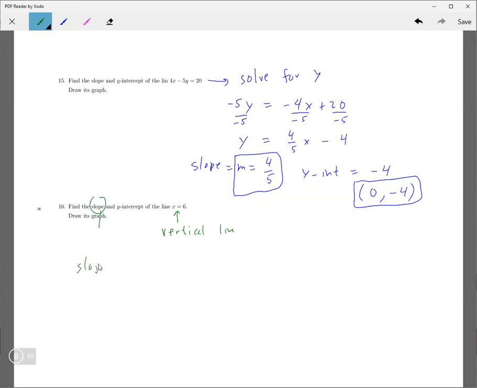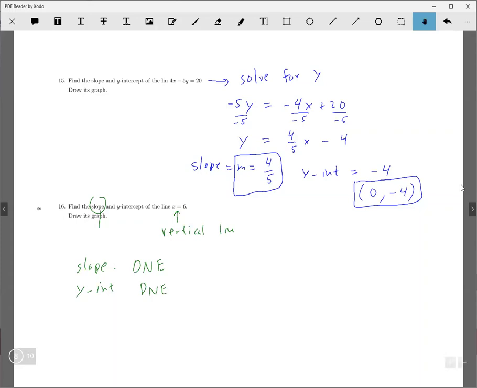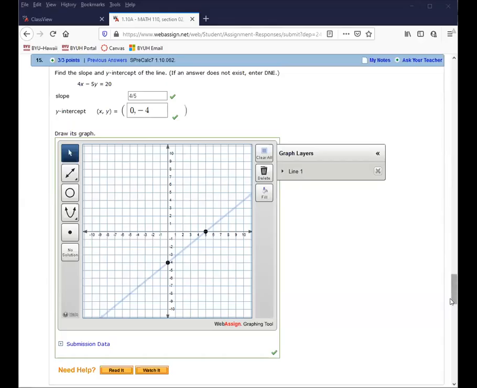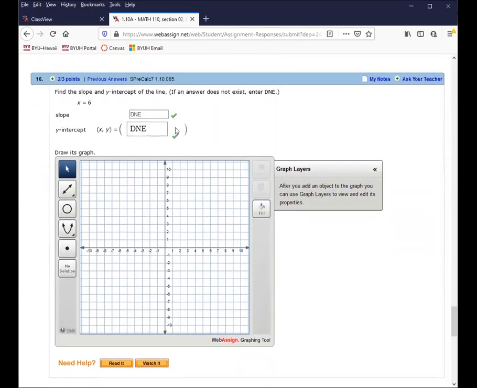Okay, so the slope does not exist. And the y-intercept does not exist either. Okay, because it's a vertical line. And let me try how to do it in Webassign. So those don't exist.